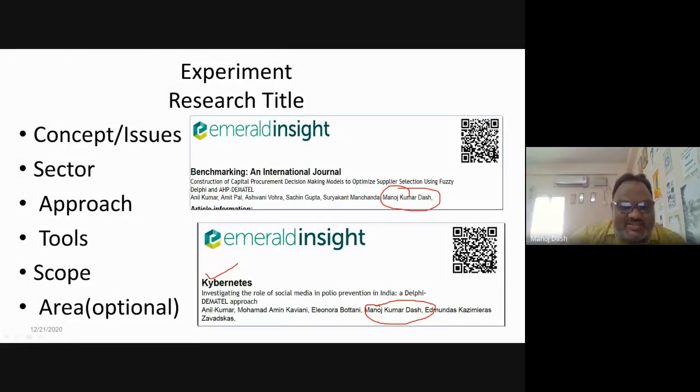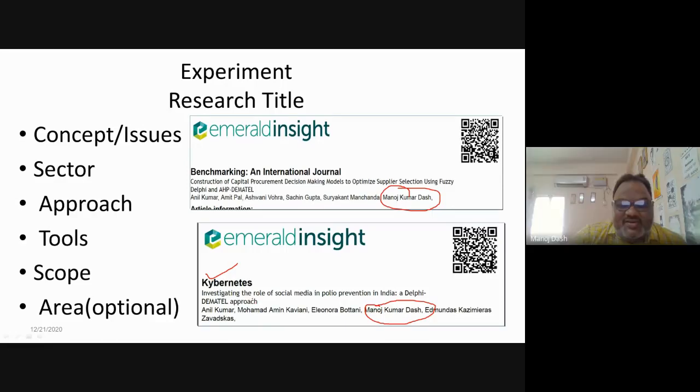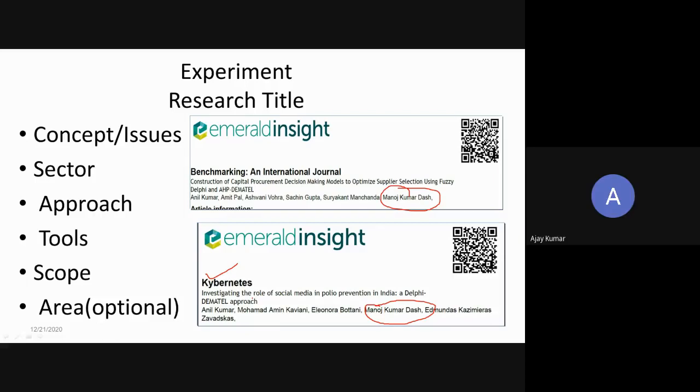Now, suppose this is the title, investigating the role of social media in polio prevention in India, a Delphi-Dimetal approach. Now, the question is, what is the concept? Which concept are we working on now? Bhavna. Okay. Sir, you please continue.